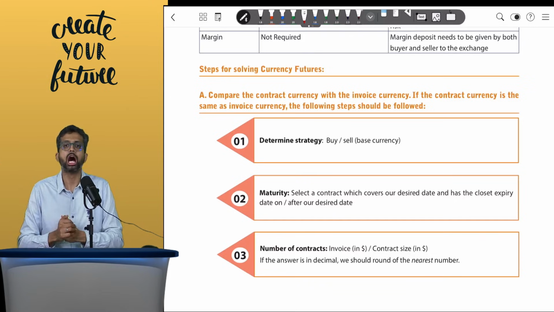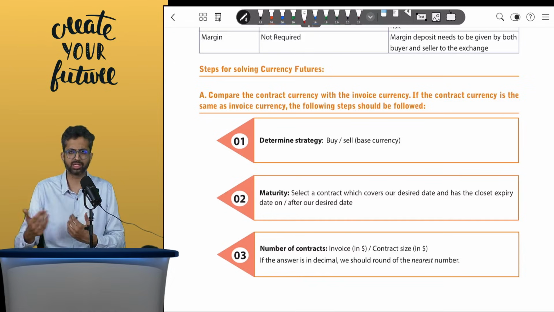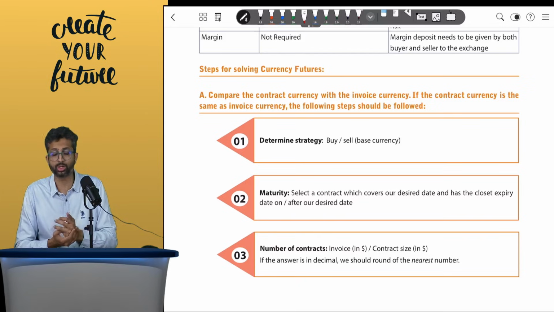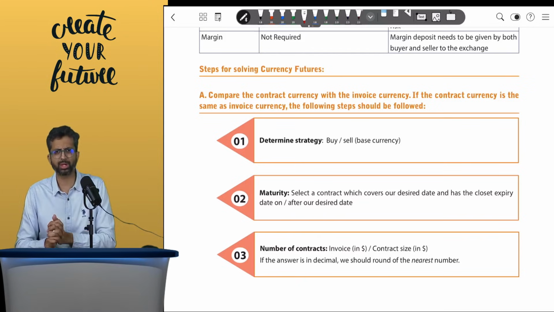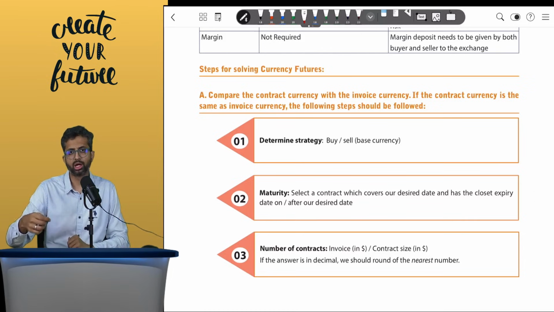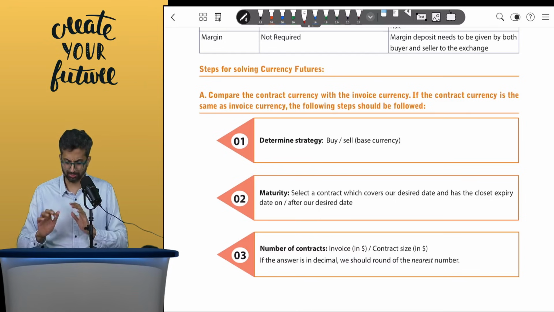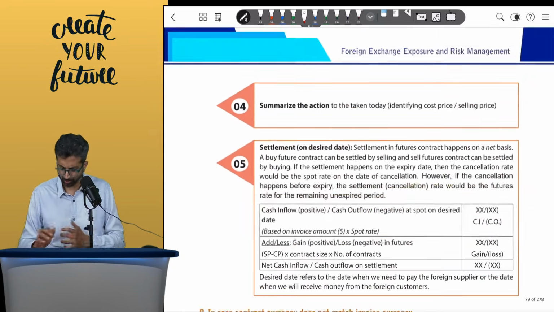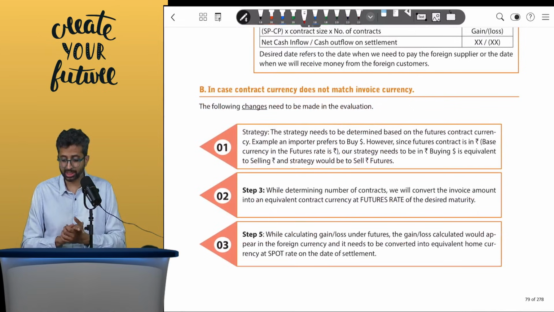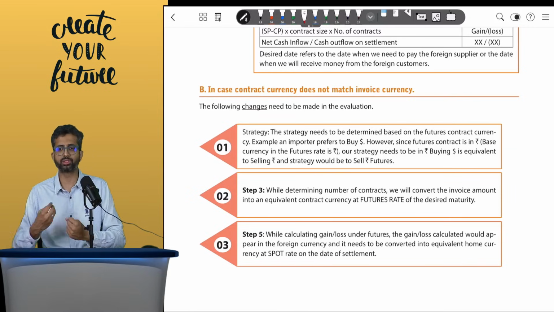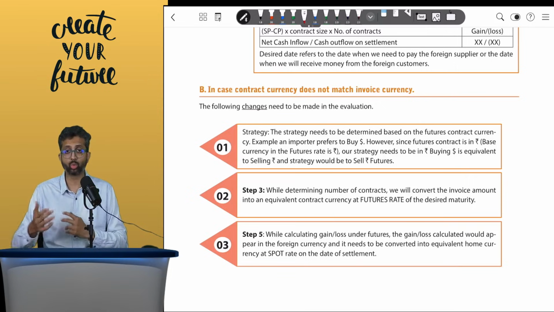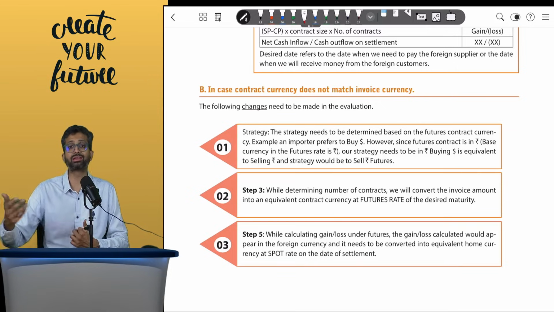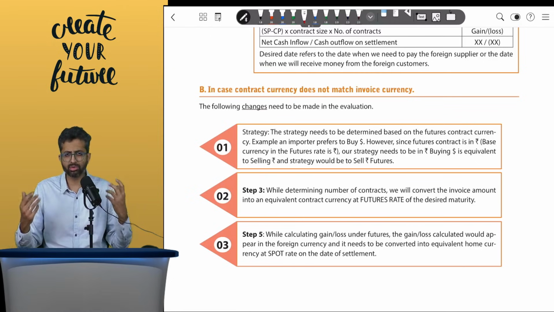plus if there is a gain, less if there is a loss, the gain or loss in the futures contract, which is the selling price minus the cost price into the contract size into the number of contracts. So this is quite easy. The problem will arise in case the contract currency does not match the invoice currency, like your invoice is in dollars, but the futures contract is in rupees. In which case, your strategy will depend on what you are doing in the futures contract. Now, the futures contract is in rupees, and hence your rate should be dollar per rupee.